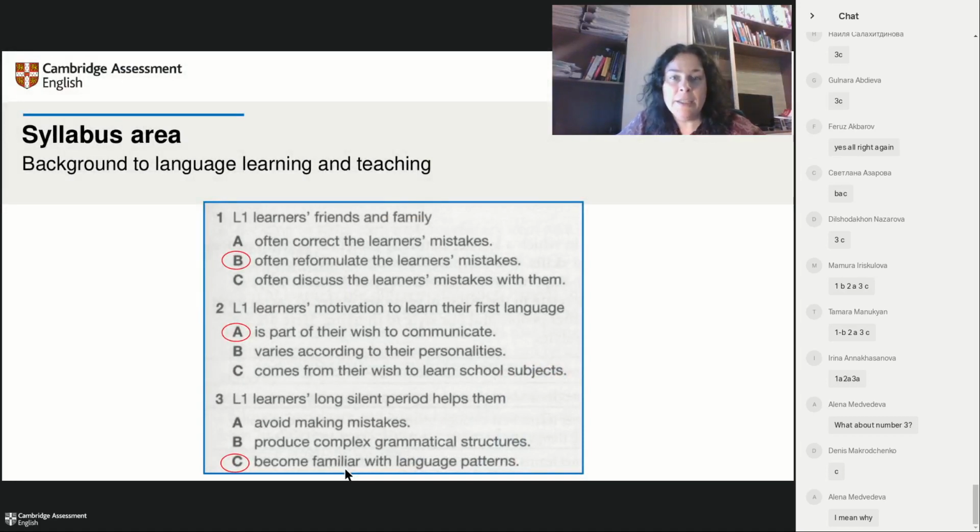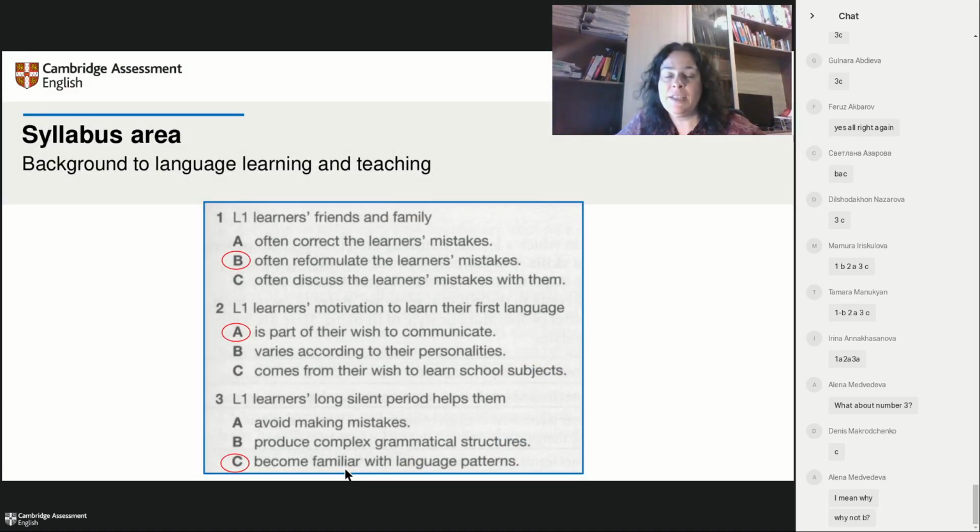Learners, silent period. The silent period phenomenon has been highlighted long ago. Young children are not forced to start speaking. First, they are exposed to the language that their parents are using, maybe other family members and so on, and they're not producing anything. And definitely they're not producing complex grammatical structures right away. So B is not the option.